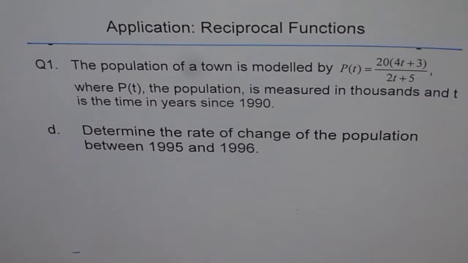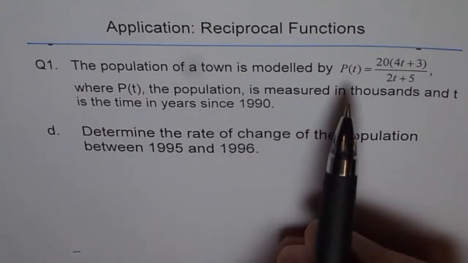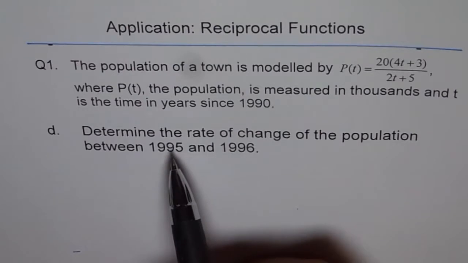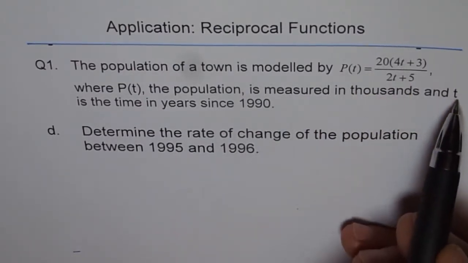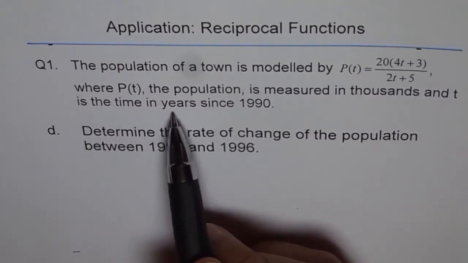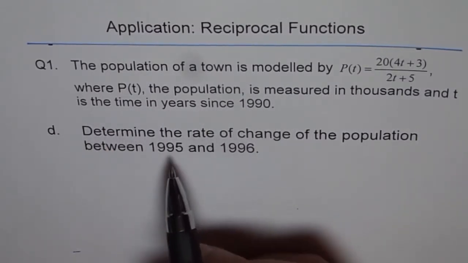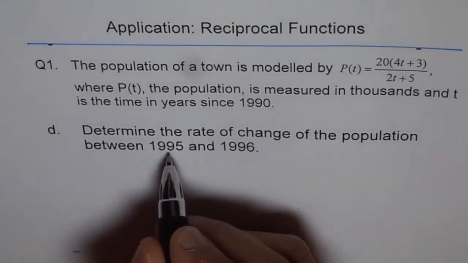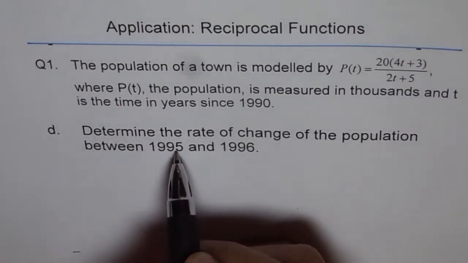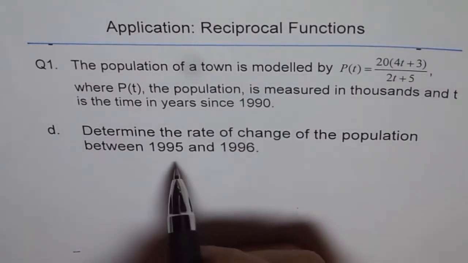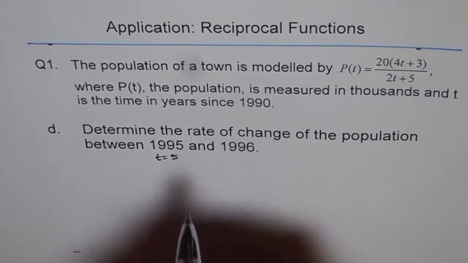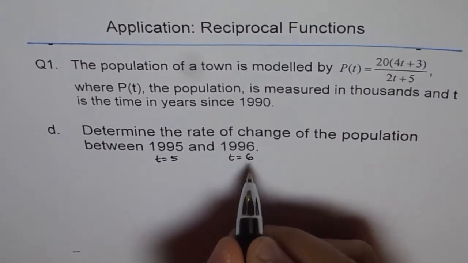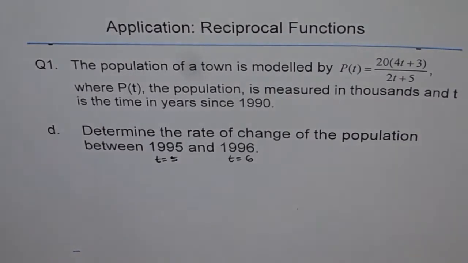So I've seen students making an error here. They will just find out the population in 1995 by plugging in 1995 for t, which is a mistake since t is defined as time in years since 1990. Therefore, for 1995, t should be how much? t should be 1995 minus 1990, which is 5. Remember that. So this is t equals 5 and this is t equals 6, right? That is a very critical thing which a student should definitely notice.